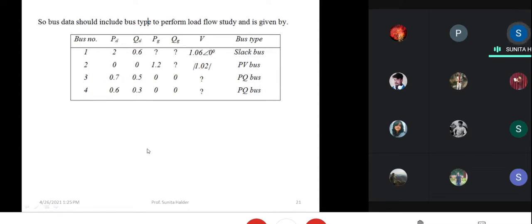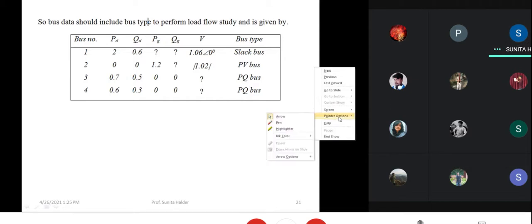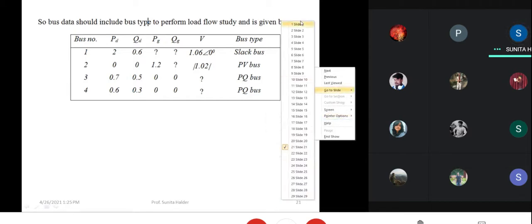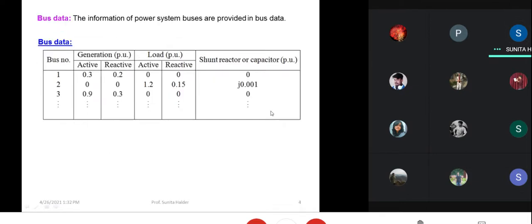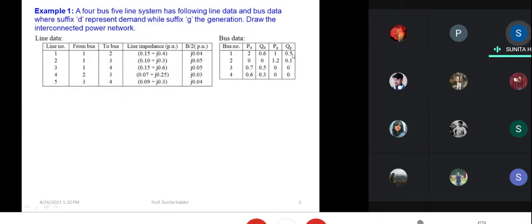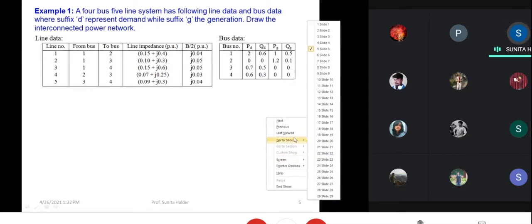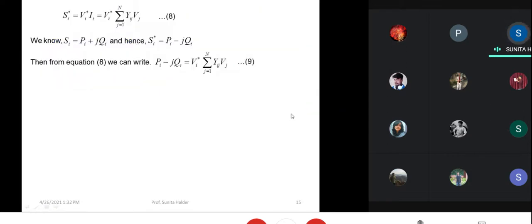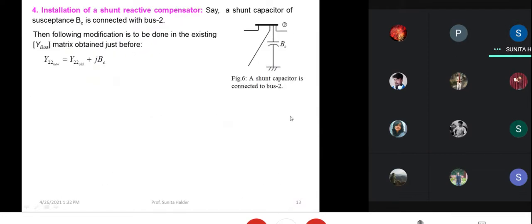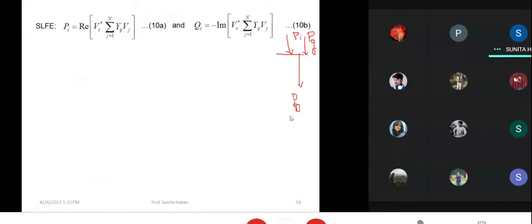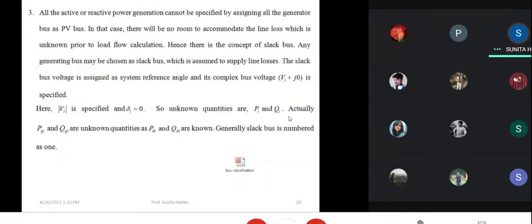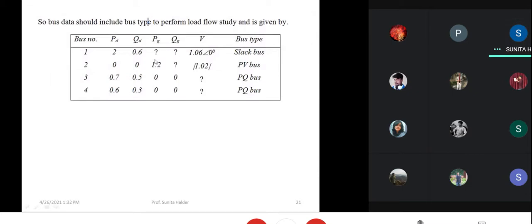So the bus data should include the bus type. Otherwise, information will be incomplete. The bus data, as I have told you, you can see there, I think there was only PG and QG. If we go to the first slide, only PG, QG, PD, QD. But that is not the whole thing actually. Along with that, there will be bus classification also.